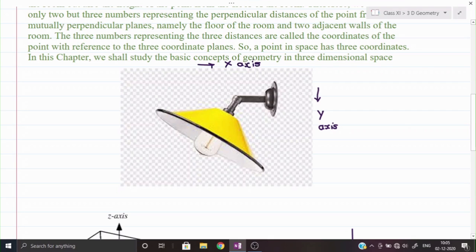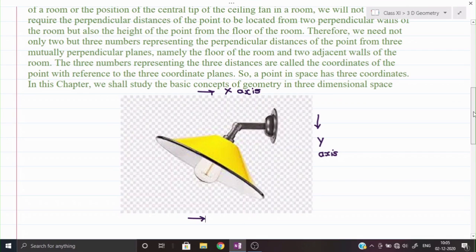So these two things alone are not sufficient. We need to find out how far it is from the floor. So in that case, we require one more dimension, which is called the third dimension, or we can say the z-axis. That is the only thing they are talking about. Let us complete that one.